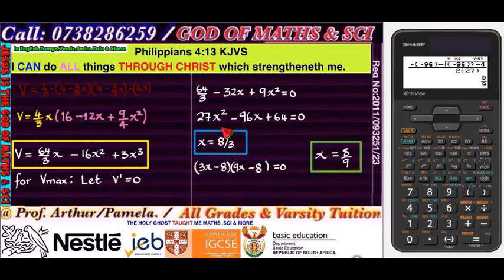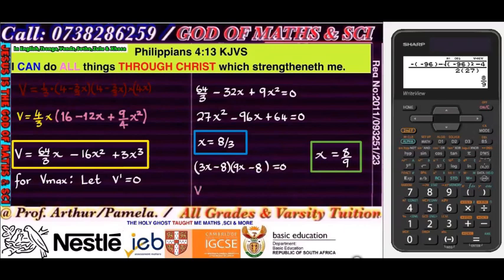Another way to figure out which one will give me the maximum between blue and green is to do the second derivative. When you derive for the second time and substitute one of the numbers, it must give you a minus for the maximum. Let me demonstrate that. This one is our first derivative. So let's do the second derivative.